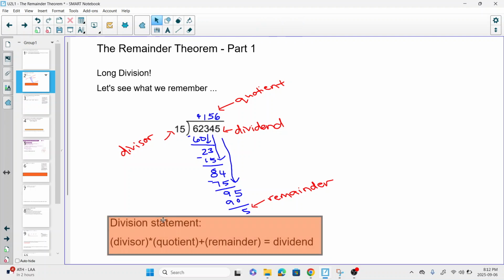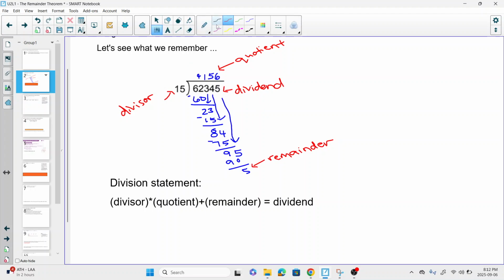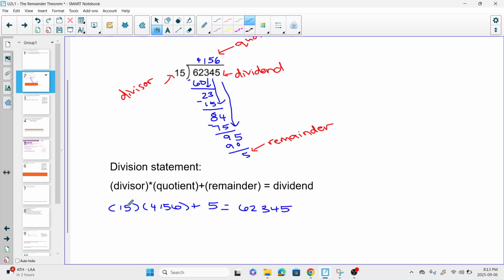is called the remainder. So using that, we could write a division statement. We could take some of the information that we have up here and rewrite it as a division statement. So the divisor multiplied by the quotient, so in this case we have 15 multiplied by 4,156, plus that 5 that was left over, is equal to 62,345. Okay, so that's our division statement. The divisor multiplied by the quotient plus the remainder is equal to the dividend.